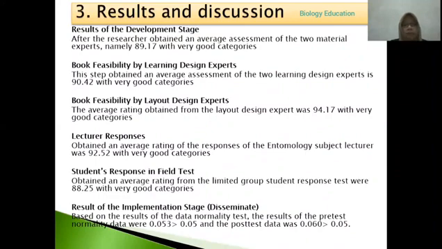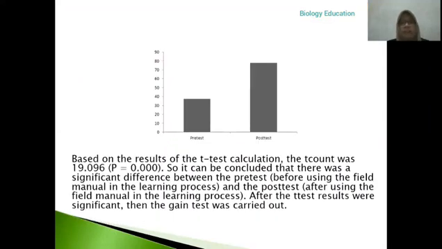And then result of the dissemination stage, based on the result of the data normality test, the result of the pre-test normality data was 0.053 bigger than 0.05 and the post-test data was 0.060 bigger than 0.05. Based on the result of the t-test calculation, the t-count was 19.096 or p is 0.0.